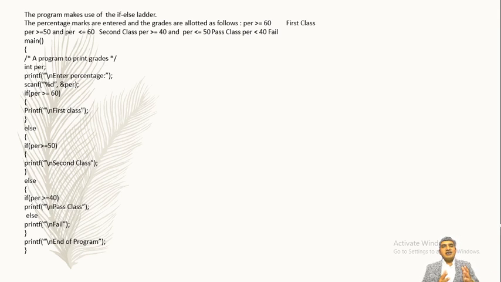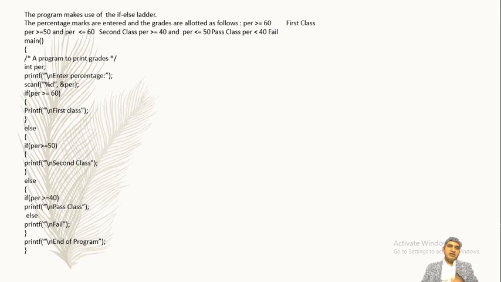So there are many conditions. So, a program to print grade. Integer percentage. Now printf, enter percentage. This message is displayed on the screen. So it is an output function. Printf is an output function. Backslash n is used for new line. It is in double inverted commas, and printf is terminated with a semicolon.